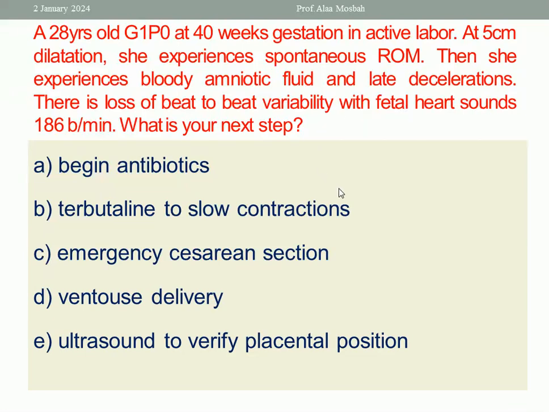Fetal heart rate, there is acute fetal distress also because it is more than 180 per minute. So next step would be C, emergency cesarean section.